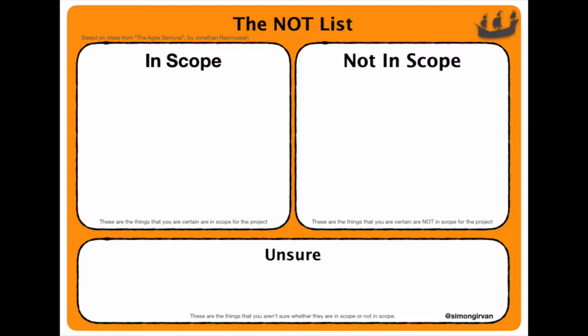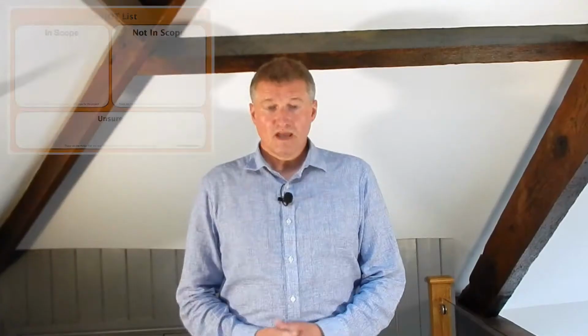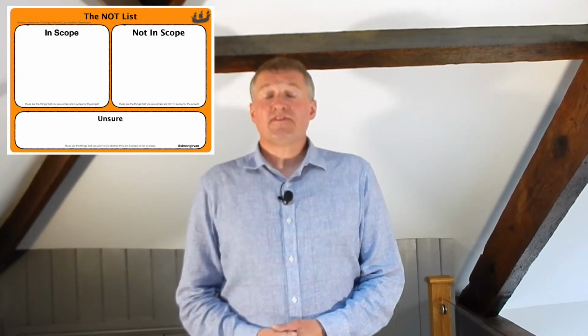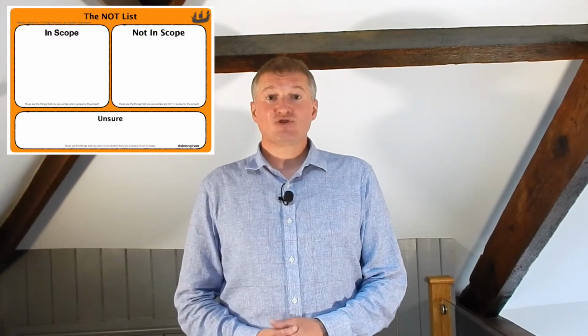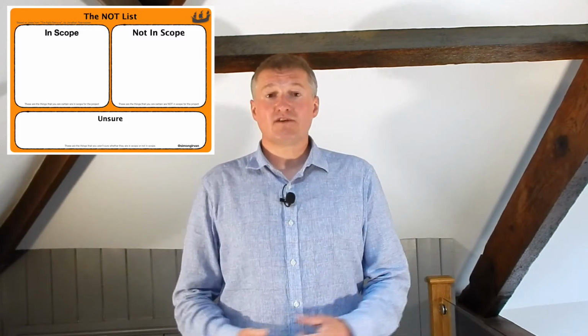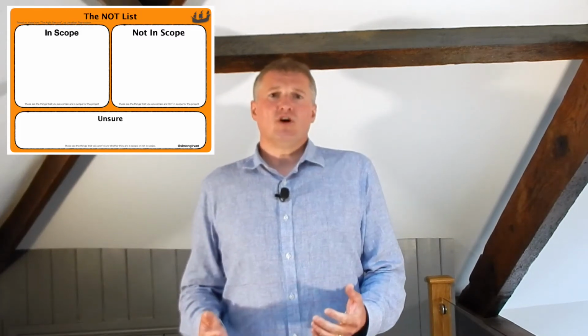Another instalment on the Inception Deck as we understand better how to launch successful Agile projects by exploring some of the artifacts of the Inception Deck in a little bit more detail. This episode is about an artifact called the Not List. Now when you look at this, you'd be forgiven for thinking this is just an in-scope, out-of-scope list, and you'd be perfectly correct. So why is it called the Not List then?